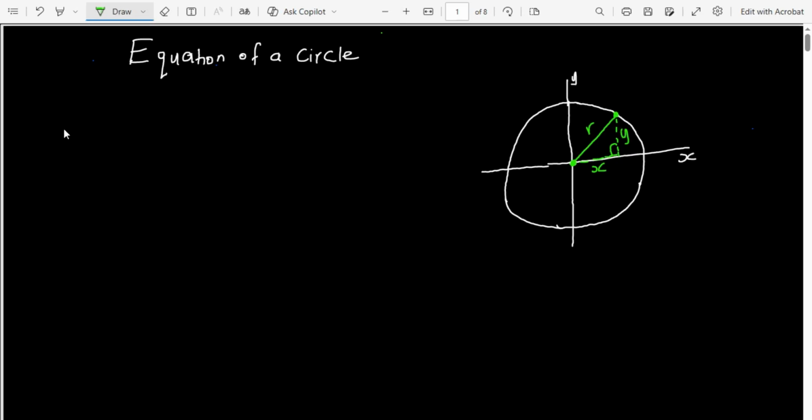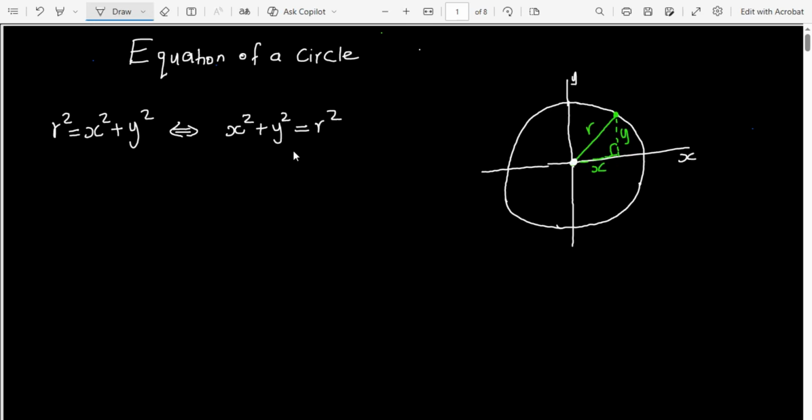Now, referring to this diagram, what will be the equation of the circle? We can find the equation of the circle using the Pythagorean theorem. I hope you are with me on that. If you still remember the Pythagorean theorem, it says that r squared is equal to x squared plus y squared. This can also be written in the form x squared plus y squared is equal to r squared. So this is the equation of the circle if we have the center as the origin.